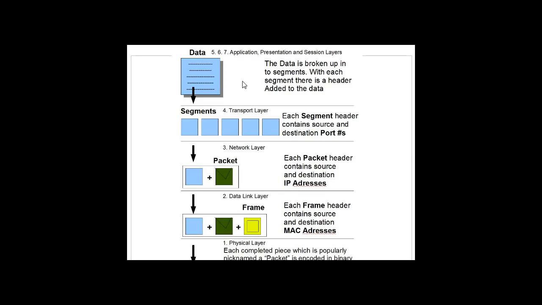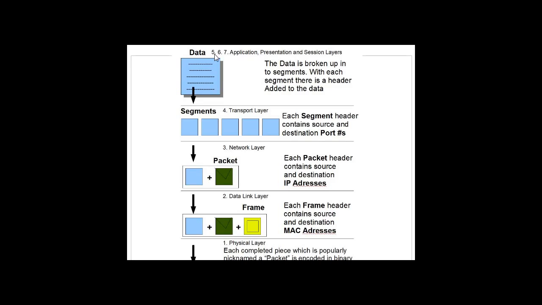Okay, I created this little graphic to help talk about how data flows on the network. Here at the top we've got our data. Let's say we're going to send an email. So we've got our email here, and we're using our email program. At this layer we're working with data, at the application layer with our email client, let's say Outlook Express or something like that.